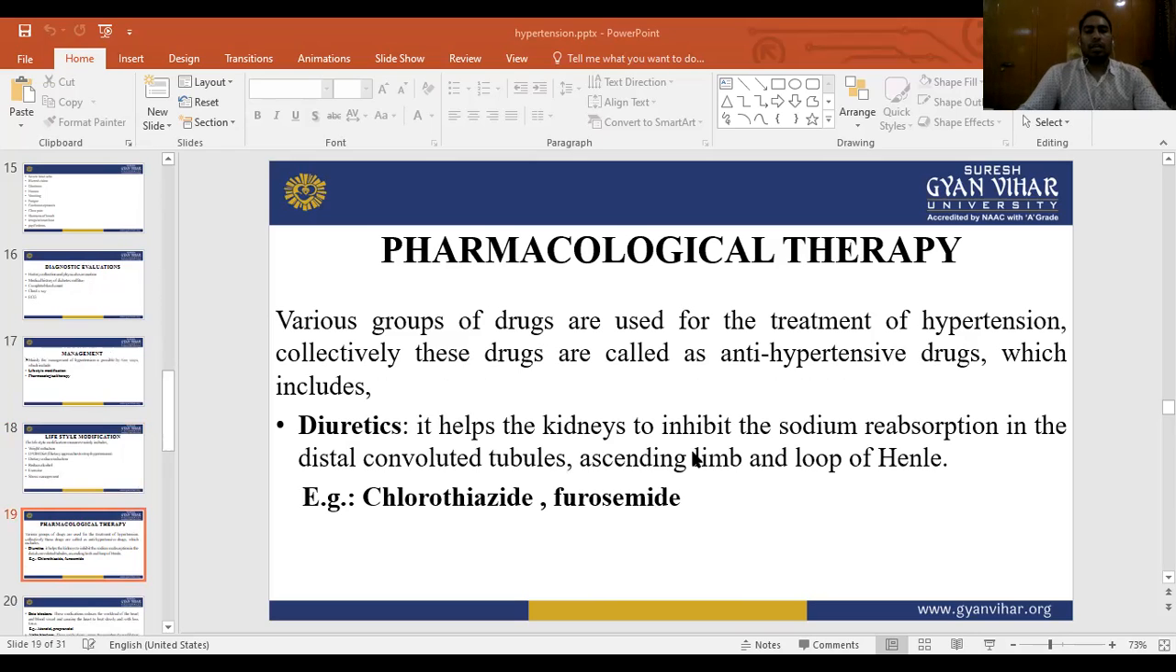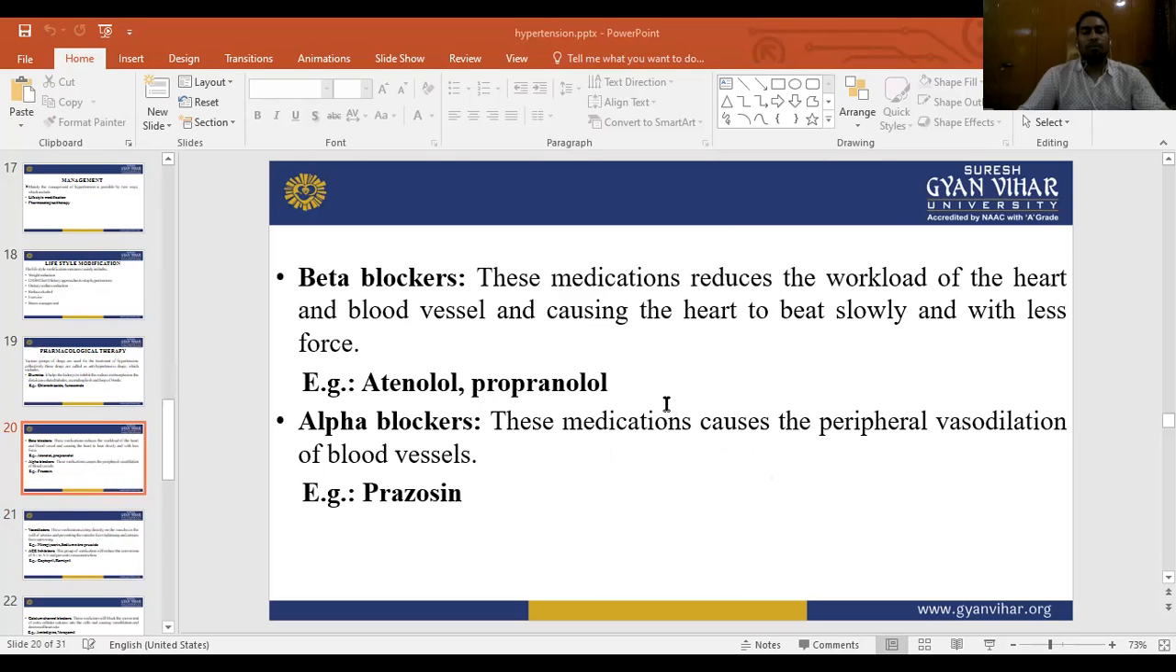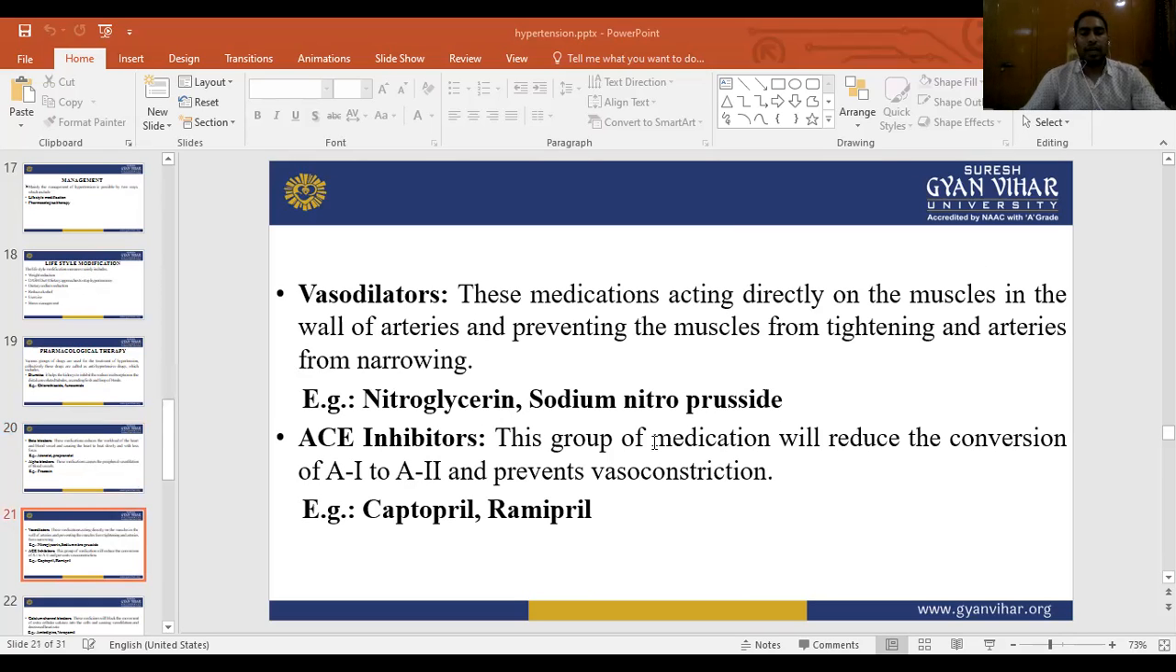Pharmacological therapies use the categories of diuretics. Examples of diuretics are chlorothiazide and furosemide. Second is beta blockers; beta blocker drugs used are atenolol and propranolol. Next is alpha blocker; an example is prazosin. Vasodilators are responsible for dilation of vessels. Examples are nitroglycerin and sodium nitroprusside. These are examples of vasodilators.